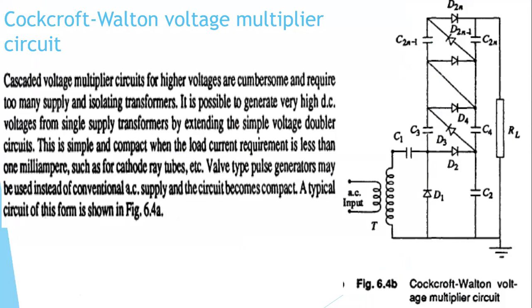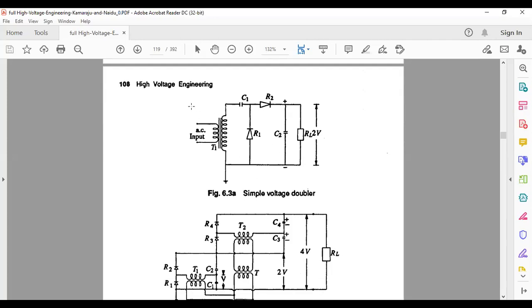DC output, nothing but high voltage DC, right? So that is a half-wave rectifier and full-wave rectifier and voltage doubler circuits, right? So actually after the voltage doubler circuit, we have voltage multiplier circuits also. So I'm going to share that. And actually this is the voltage doubler circuit. Yesterday's class I told that.